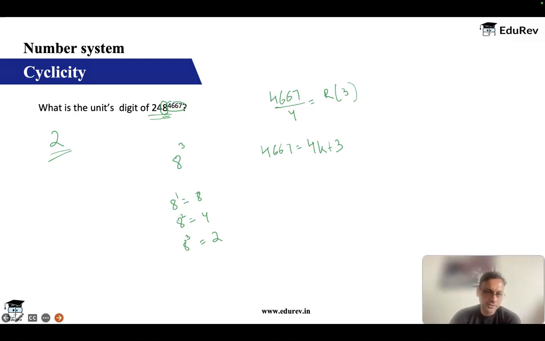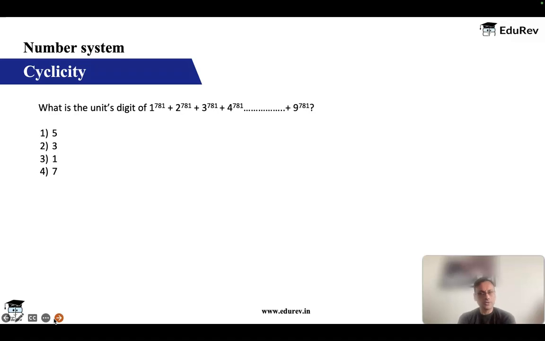Okay, let's look at the next question. Okay, so this looks a bit complicated. What is the unit digit of 1 to the power 781, 2 to the power 781, 3, 4, 5, 6? We have up to 9. Okay, so we'll have to check the cyclicity of all of them. Fair enough. So 1, 2, 3, 4, 5, 6, 7, 8, 9. Okay, 1, you know that gives you 1 only. 5 gives you 5 only. 6 gives you 6 only. So for these, it is easy.